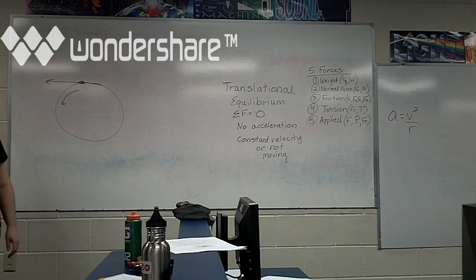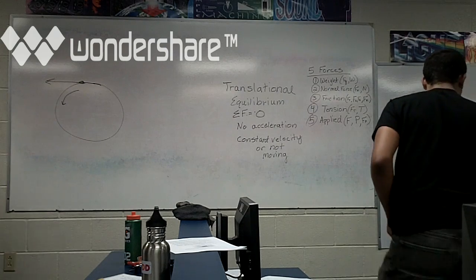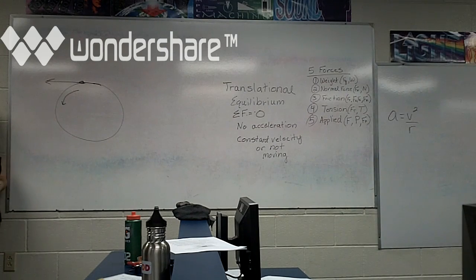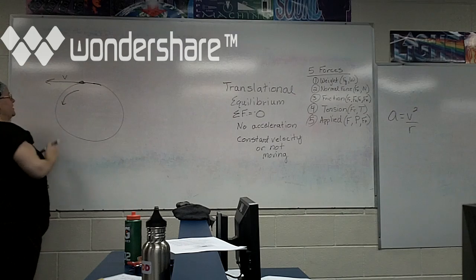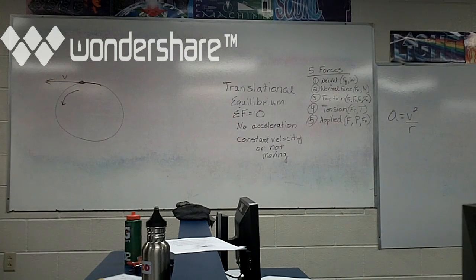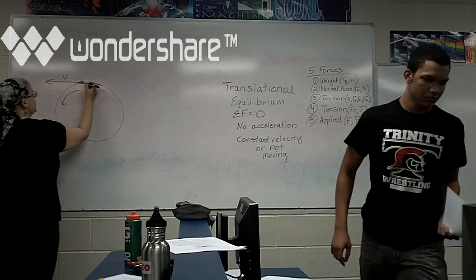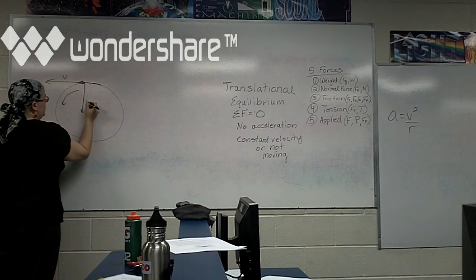Now obviously this means that if an object was on a string and all of a sudden the string broke, it would actually move tangent to that circle. So this is your velocity. It's always tangent to it. Which direction is your acceleration? Towards the middle. So your acceleration is towards the middle.